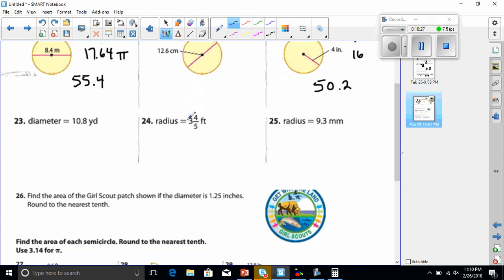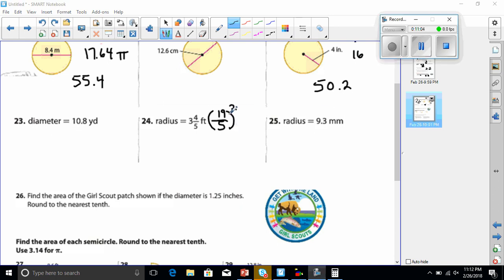So the radius is 3 and 4 over 5. Okay, so let's turn it into an improper fraction first, because we're going to need that to multiply everything out, right? 5 times 3 is 15. 15 plus 4 is 19. So that's 19 over 5. Now we have to actually square 19 over 5.